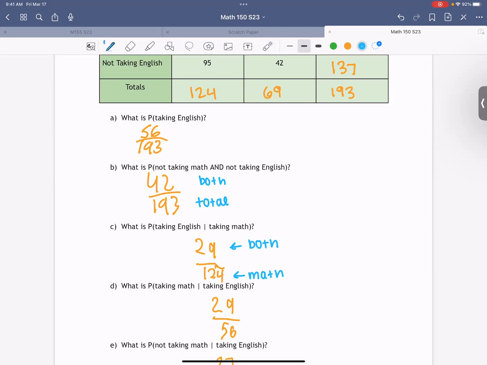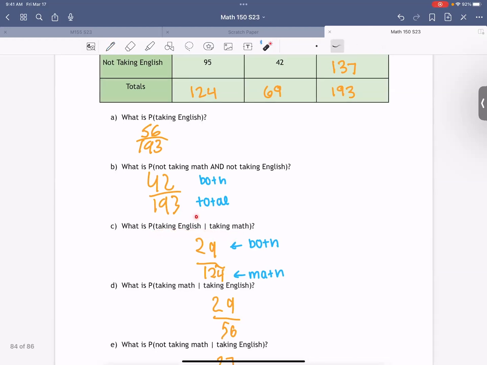In part D, I just took the same question as part C and swapped the two, so I swapped taking math and taking English and put them in different spots. So this time, now I know that we're taking English, and I want to know the probability of taking math from that set of people who are also taking English. So this one's a little bit different because, well, you might think it's the same as part C, but it's slightly different. And Hunter, do you want to take us through how you got this one?